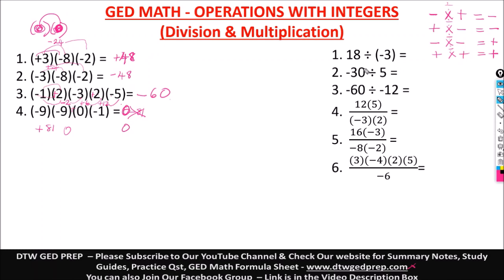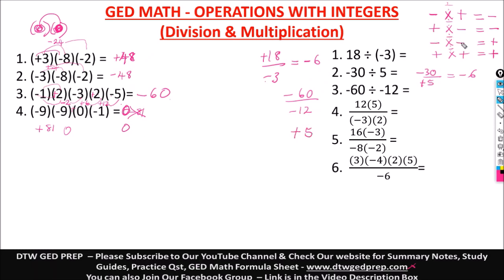Okay, so here for division, we have 18 divided by negative 3. Remember, as I said, when you have a positive and negative, your answer will take a negative. And what is 18 divided by 3? That would give us a 6. So our answer is a negative 6. Now here, this is a negative 30 divided by 5. Okay, so this will also give us a negative 6. 30 divided by 5 is 6, and the answer is negative, because 5 here is positive. And remember, when you have a negative and positive, your answer would be a negative. Here, you have a negative 60 divided by negative 12. Okay, we're going to have a positive 5.